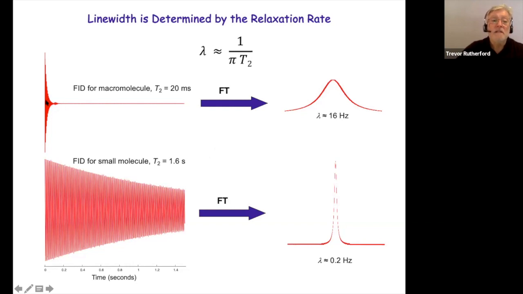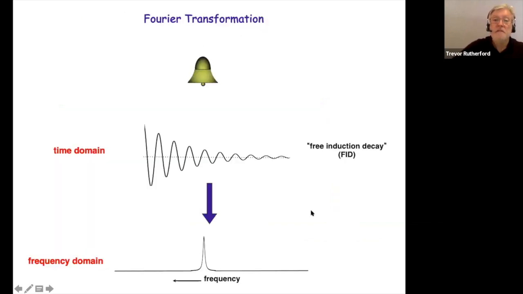What we see is an efficiently relaxed signal, and it gives you very broad lines. Eventually, those lines will become so broad that the spectrum becomes unusable. For small molecules, we get the opposite. We get a very much longer lived signal, and it transforms to a sharper line in the spectrum. Now, I'm very impressed with the simple illustration, simple analogy that's used by Andy Derome in his book.